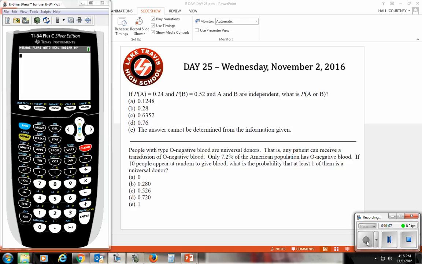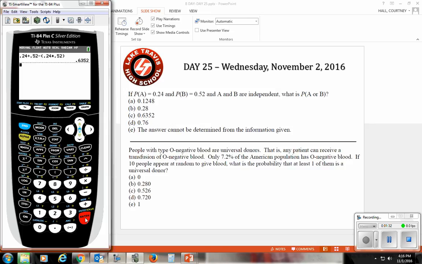So we're going to do the probability of A, which is 0.24. We're going to add that to the probability of B, which is 0.52. And then we're going to subtract the probability of A and B, which is going to be 0.24 times 0.52. And so if you picked D, they did trick you because you didn't subtract the overlap. The correct answer would actually be C.